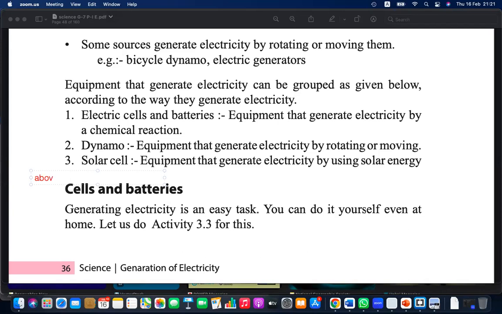Above methods can generate electricity. What are the other methods to generate electricity? Explain them.